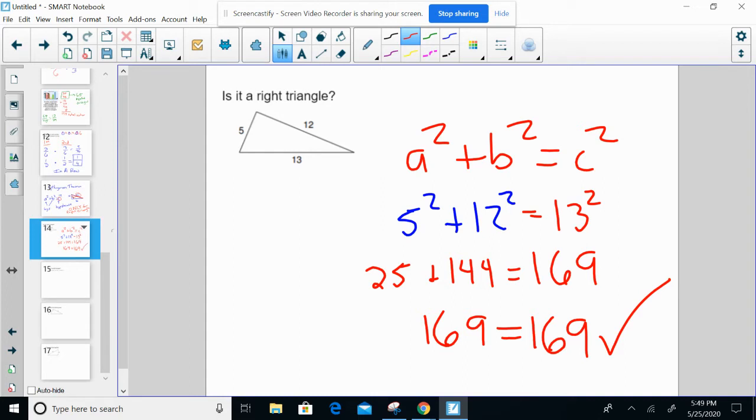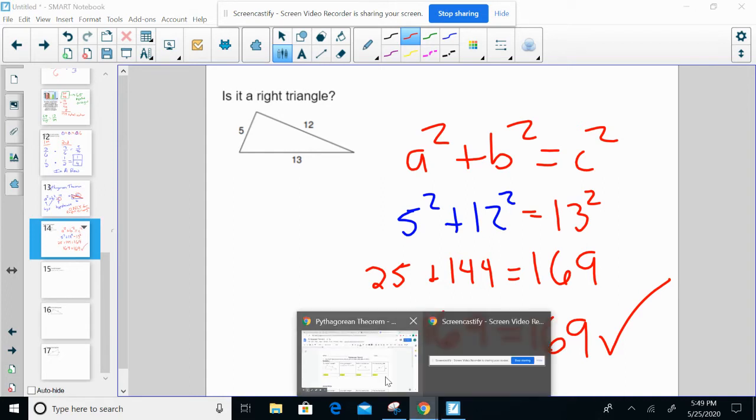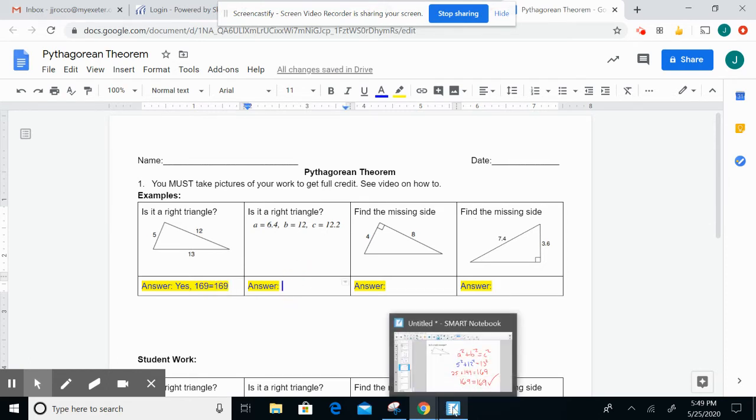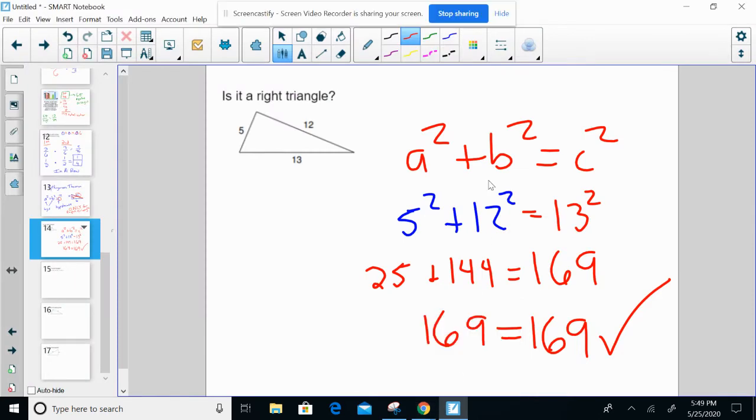So is it a right triangle? You're going to say yes, and you need to tell me what you ended up with. So just say 169 equals 169. Something to show me that you did the work. Preferably, you could take a picture of your work. Not many people have been doing that, but you can take a picture of your work and show me that way.